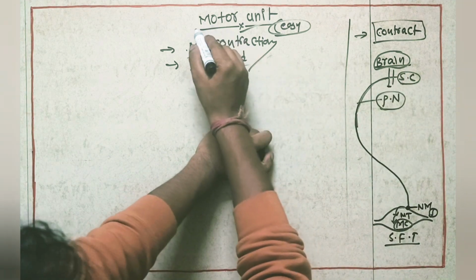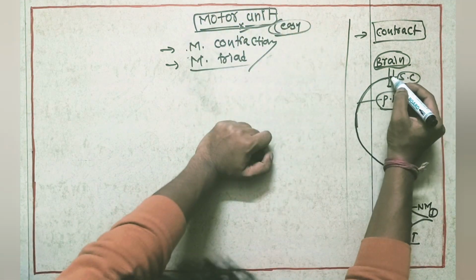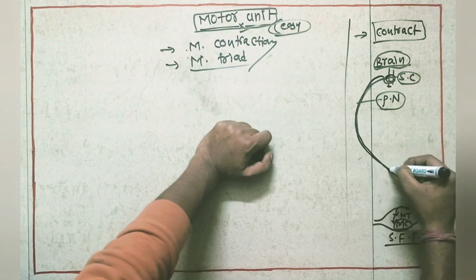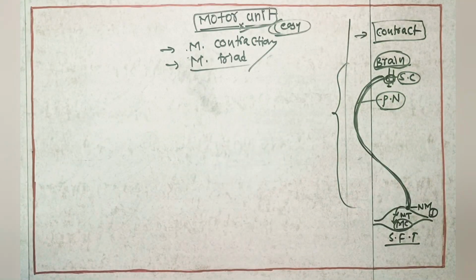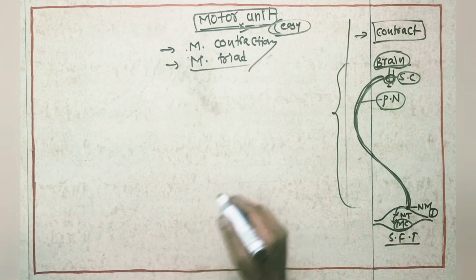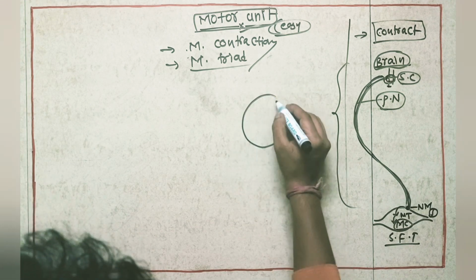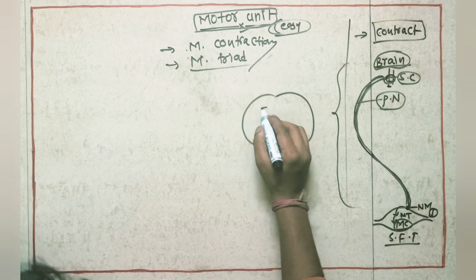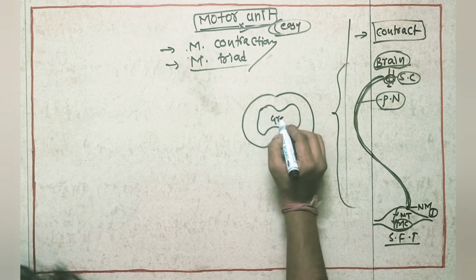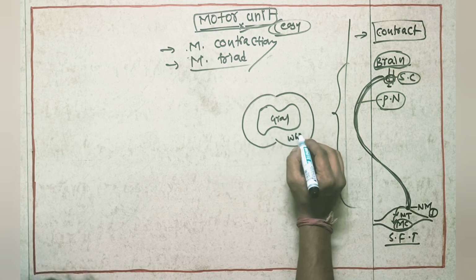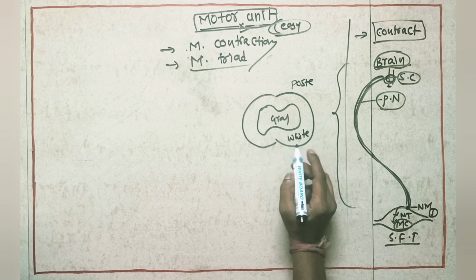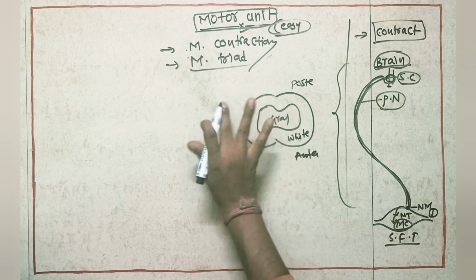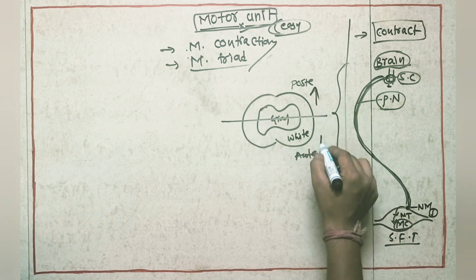Here, motor unit means the connection between the spinal cord and the muscle. The connection between the spinal cord and the muscle is nothing but the motor unit. Now we will see the spinal cord. Suppose we take a cross section of the spinal cord: the middle has gray matter, and outside is white matter. If we divide it, this portion is posterior and this portion is anterior.